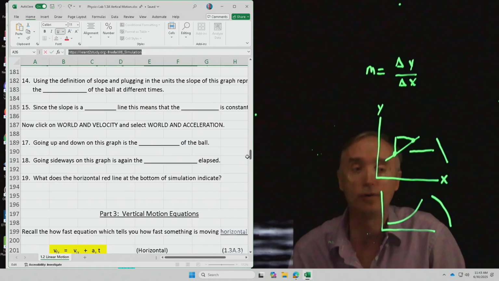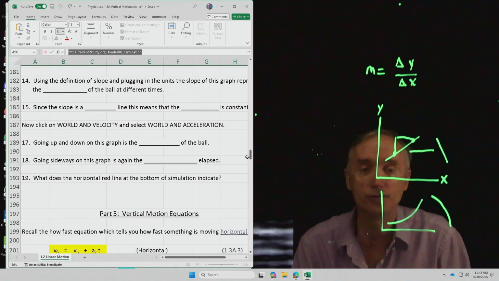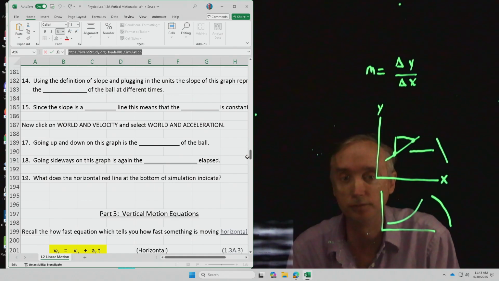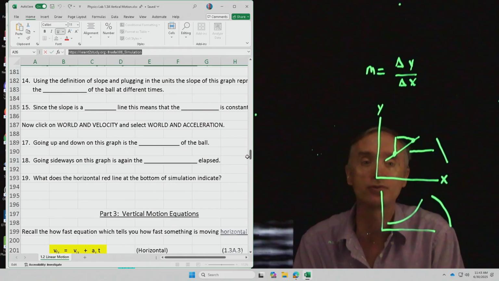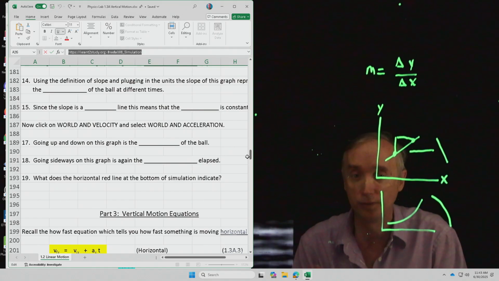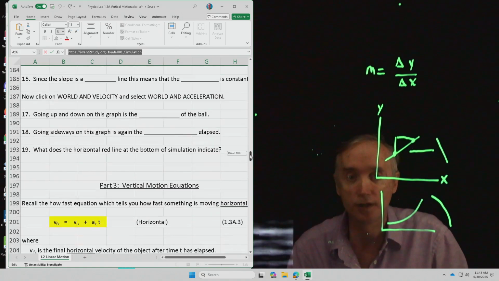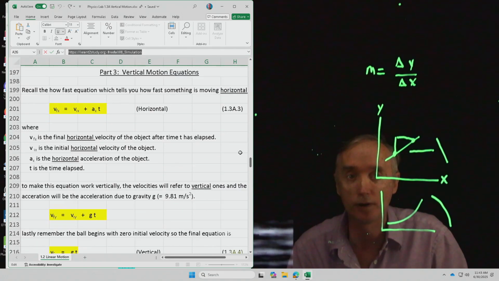All right, so now we have introduced the concept of graphing to analyze the motion and to determine what kind of motion it is. So now we want to look at formulas. So we're going to take a break, and when we come back, we're going to be doing part 3, vertical motion equations.